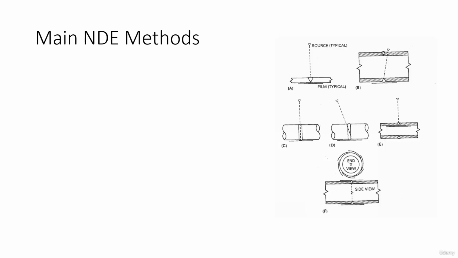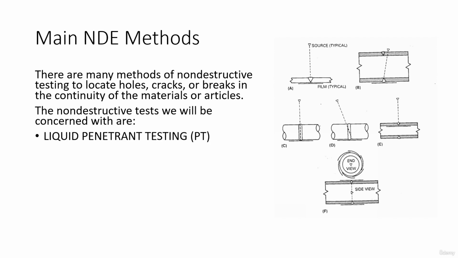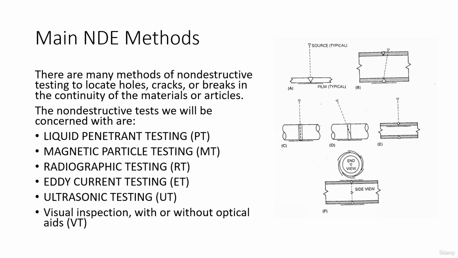The main testing methods that we're going to talk about, and I'm a welding guy, so we're probably going to skew in that direction a little heavier, are used to locate holes, cracks, breaks, other flaws or discontinuities in materials or other articles. The ones we're going to look at are liquid penetrant testing, mag particle testing, radiographic testing, eddy current testing, ultrasonic testing, and not listed here is visual testing. We're also going to touch base on that one.